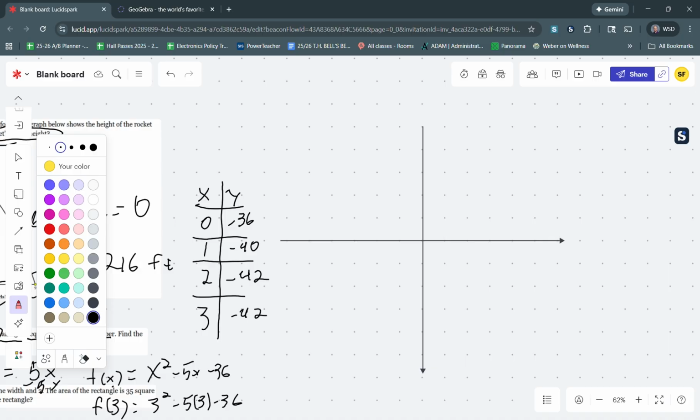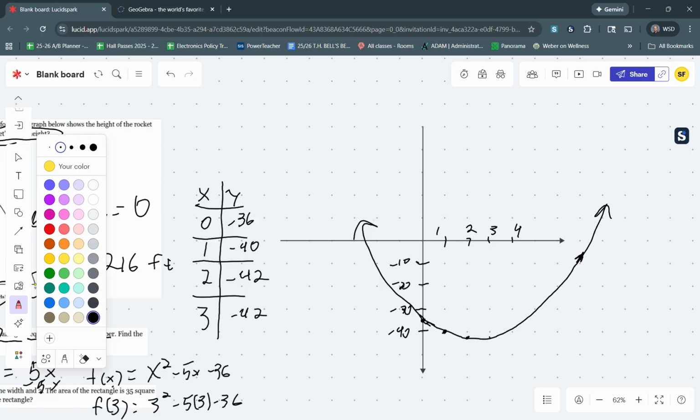Let's go ahead and graph these now. We get 0, negative 36. So I'm just going to go 10, 20, 30, 40. Negative 36, so that'll be right about there. So 1 and negative 40 be right there. 2 and negative 42 be about right there. 3 and negative 42 would be right there. And we can see that our quadratic is following this shape. Sketch it out. That'll give us our rough shape of our graph.